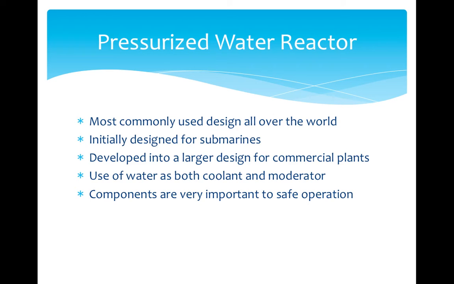There are many different types of designs that have been developed over the years of this reactor, but they all use the same principles. A PWR uses water as both coolant for the reactor and as a moderator. A moderator will slow down the speed of neutrons in order to control the rate at which power is achieved by the reactor. The components of a PWR are also very important to its operation and are the keys to safe reactor operation.